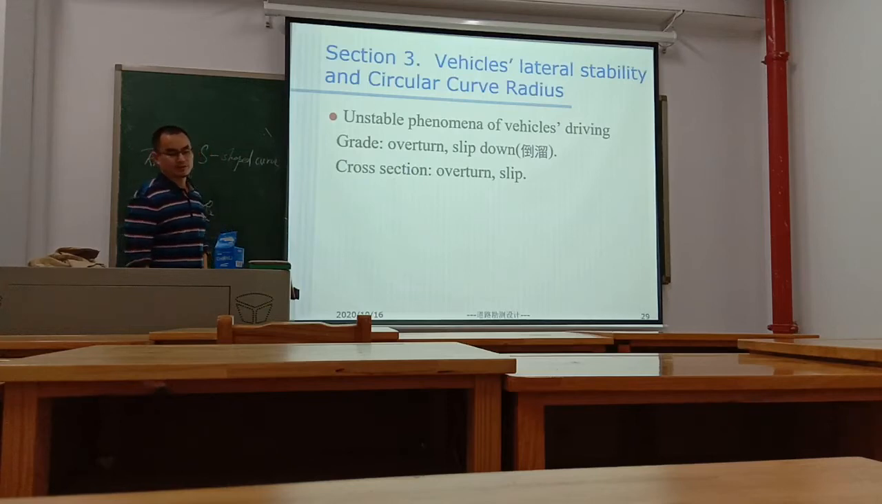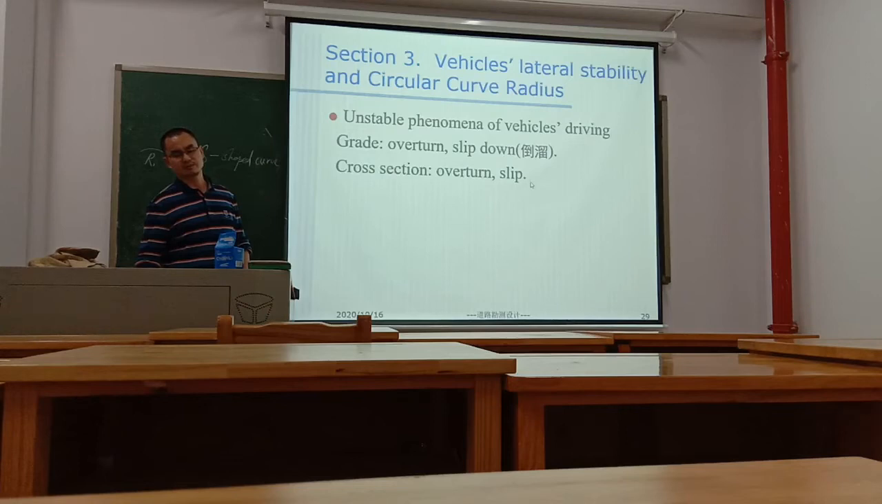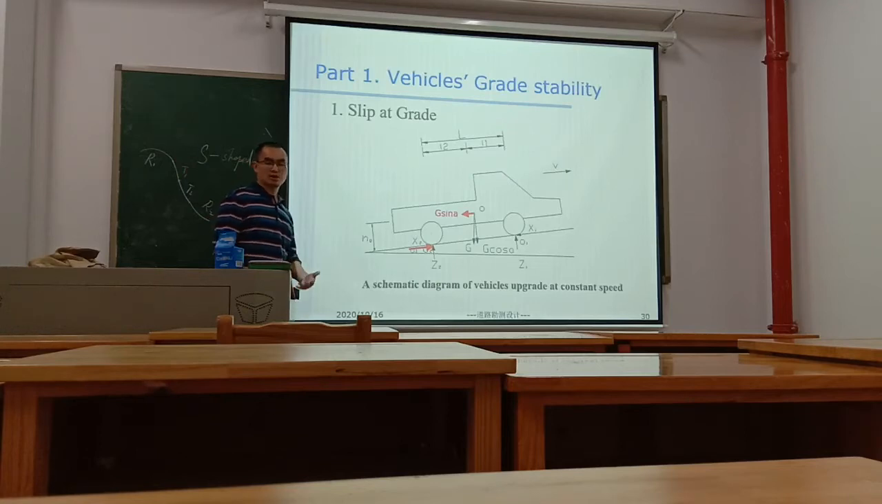Unstable phenomenon of vehicle driving on curves: overturn and slip. On cross section, overturn and slip.